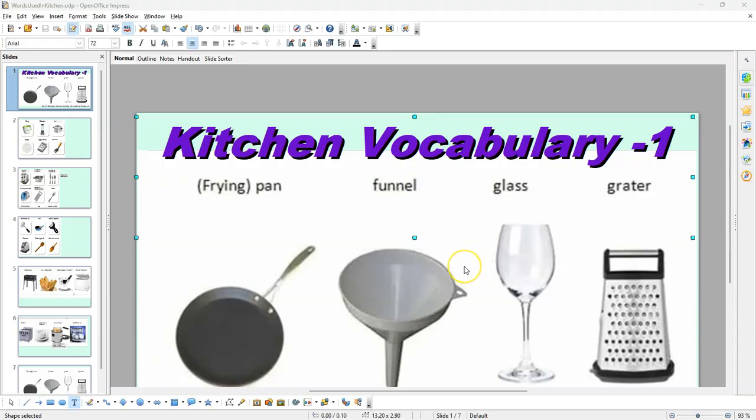Okay, so that's some vocabulary that you might use in the kitchen, and we'll be posting some more vocabulary later.